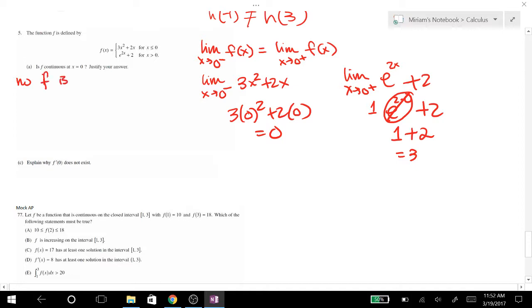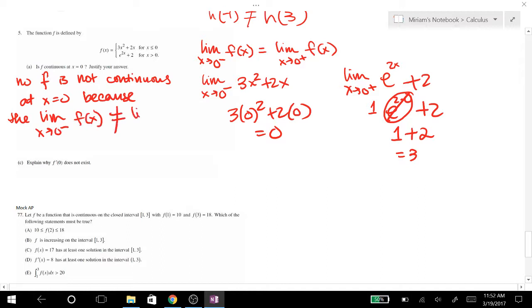f is not continuous at x equals 0 because the limit as x approaches 0 from the left is not equal to the limit as x approaches 0 from the right. Now I attach part C here.